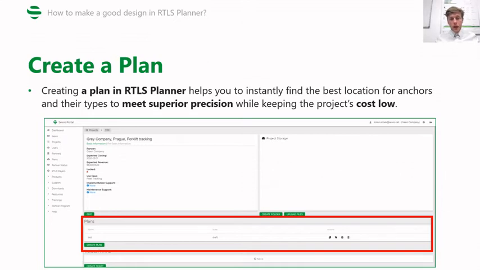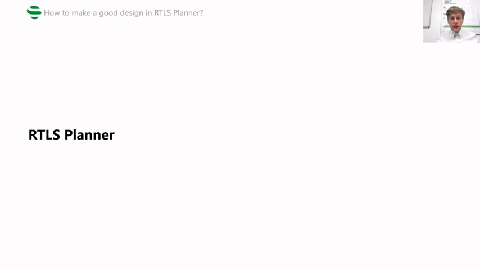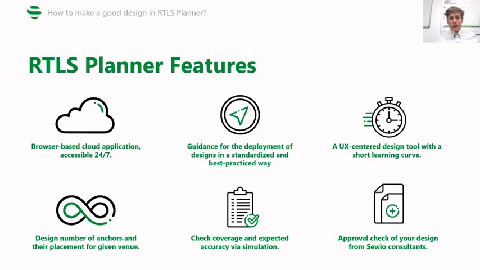Using RTLS Planner helps you to instantly find the best location for anchors and their types to meet superior precision. It's a very useful tool and the best way how to create a successful design. Let's have a closer look at RTLS Planner. The RTLS Planner is a cloud application which is accessible via the Sewio portal. It's very easy to use. You can add walls and other obstacles followed by anchors. When your design is done, the RTLS Planner calculates DOP, Dilution of Precision. The DOP shows you the area coverage. On the next slide, you can find a brief view of how to do the design in RTLS Planner.